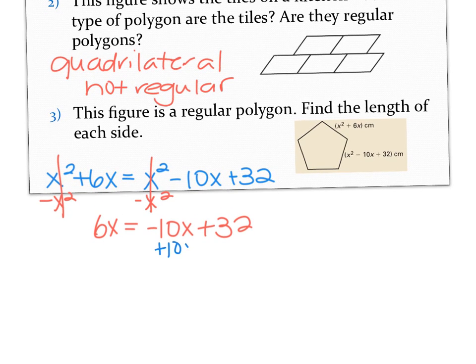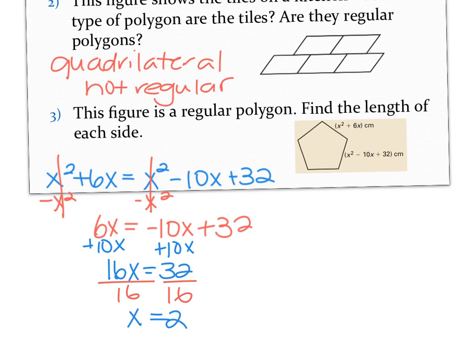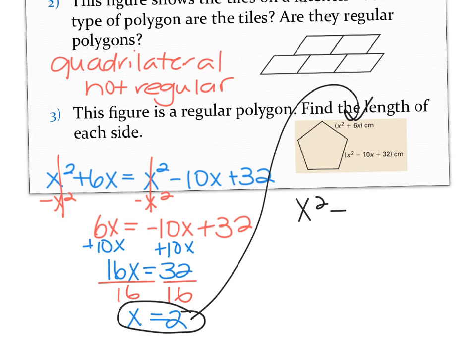Add the 10x. 16x equals 32. Divide by 16. And x is 2. The question says find the length of each side, right? So I'm going to take that 2 and do what with it? Does it matter which one? So this has like one less term. Maybe plug it in there, but honestly it doesn't matter. The best thing to do would be what? Do both and check.